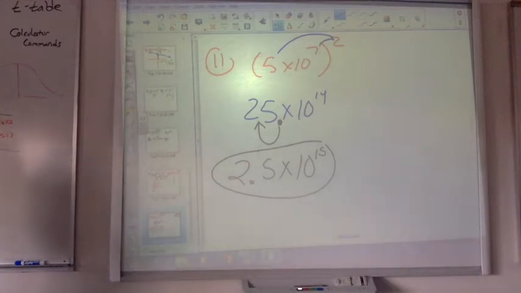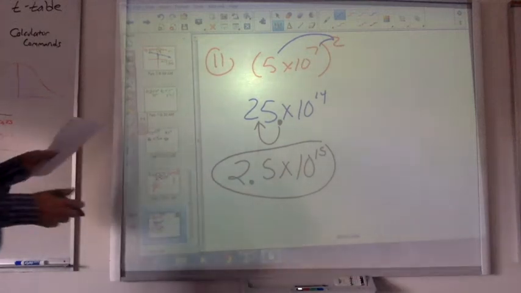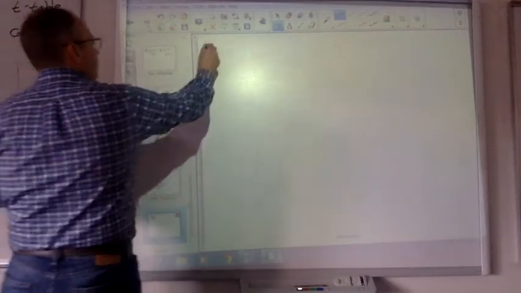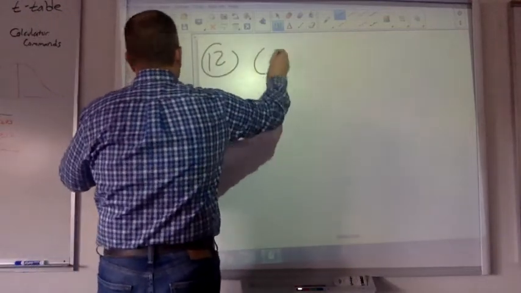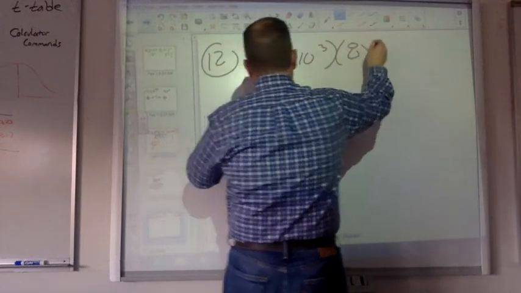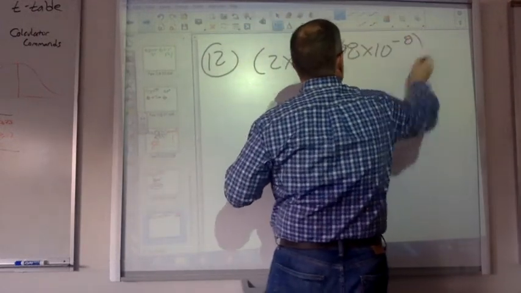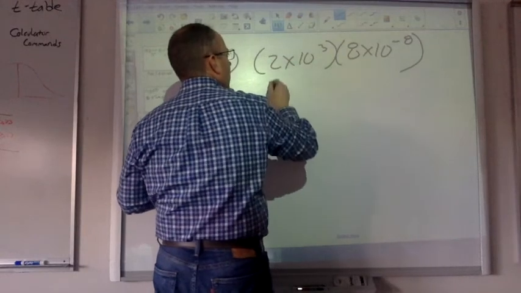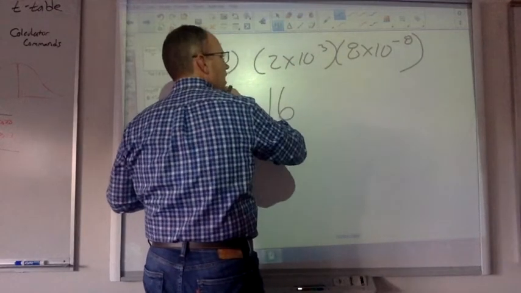You multiply the exponents then, 7 times 2. Right? All right, number 12. Times 10 to the 3rd. 8 times 10 to the negative 8. All right, so 2 times 8 is 16.